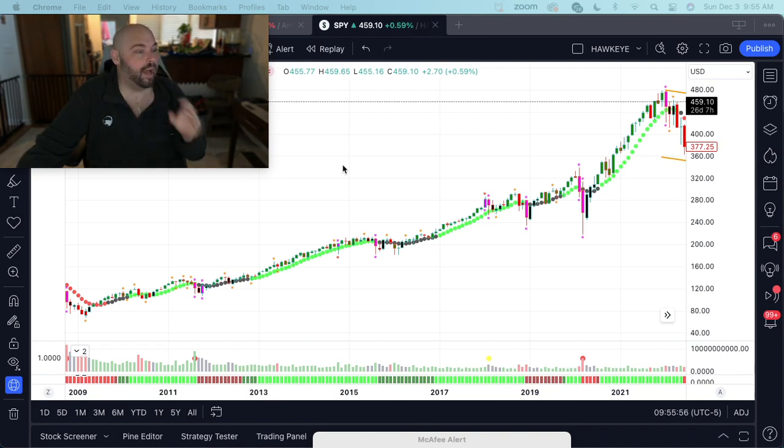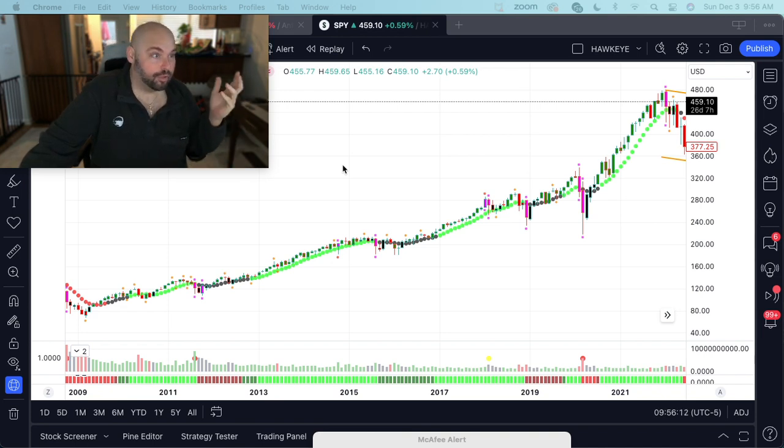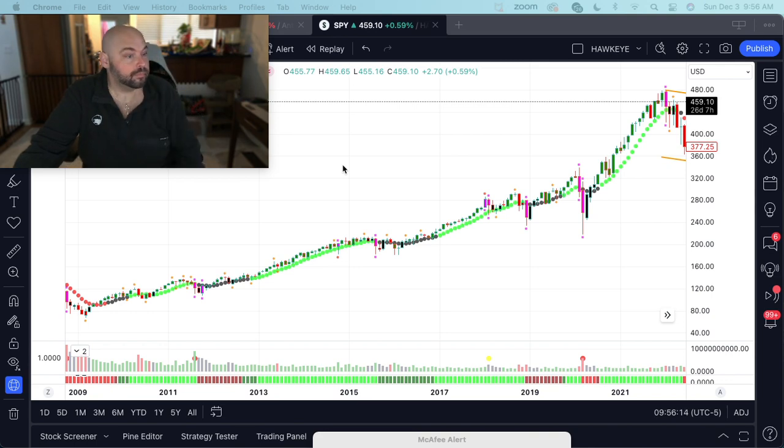But for this example, I want to look at the bigger picture because I essentially want to talk about how Hawkeye never told you to exit the SPY or the broader market, for that perspective, since the recovery of the 08-09 recession. Call it what you want, okay?